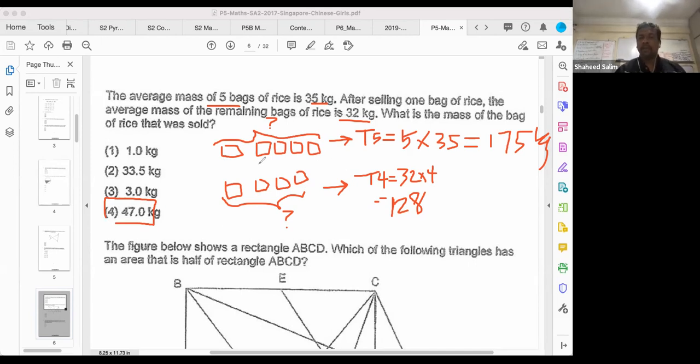So you must be able to understand. If you want to find this one I colored, you find all the weight minus this one. Once you minus this one, it disappears, and you can find the last bag.